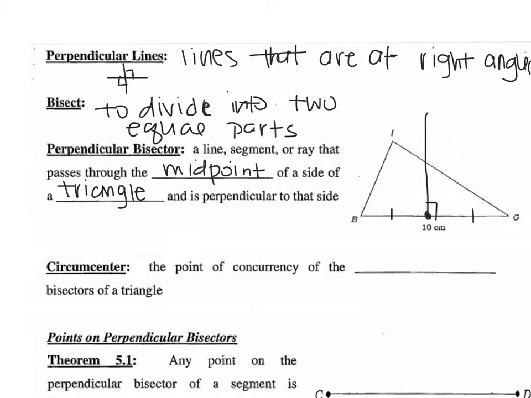And then the circumcenter is the point of concurrency of the perpendicular bisectors of a triangle. Also, the orthocenter and the centroid, which were the intersection of your altitudes and medians, they always were inside a triangle. And with circumcenters, since the perpendicular bisectors don't have to go through a vertex, it also means they could intersect outside of a triangle or inside of a triangle. So the circumcenter doesn't necessarily have to fall inside of a triangle either.